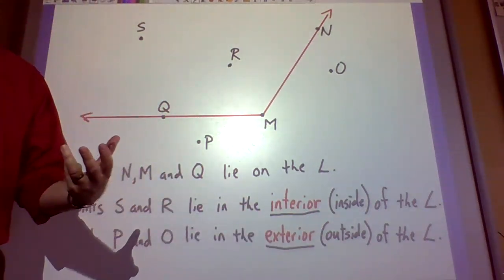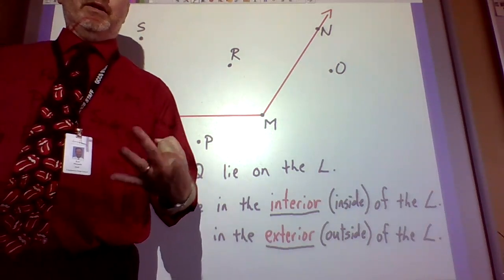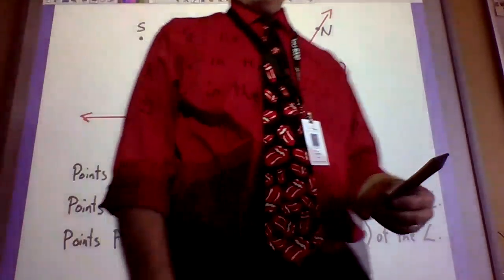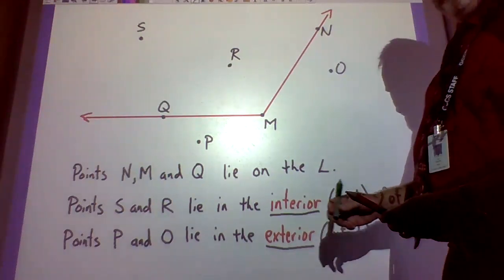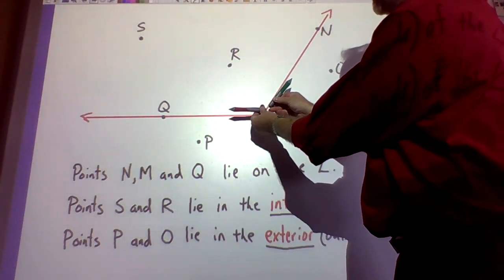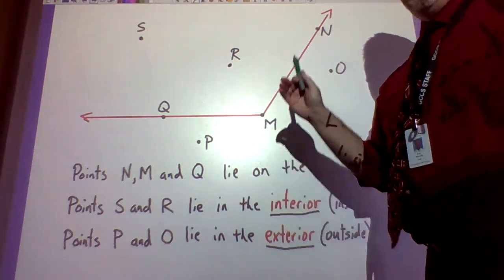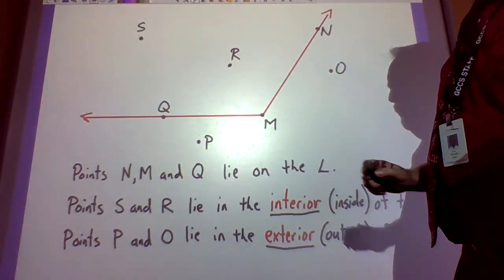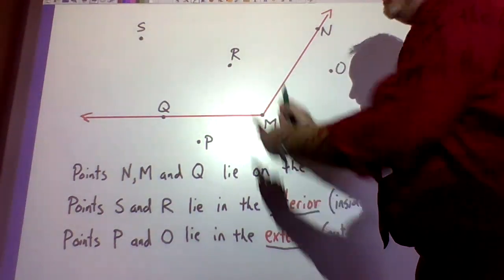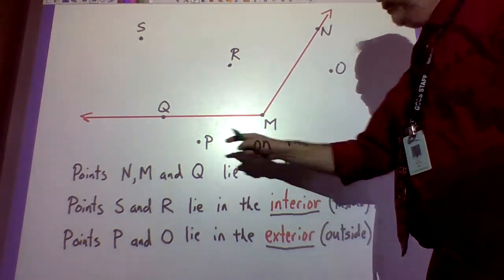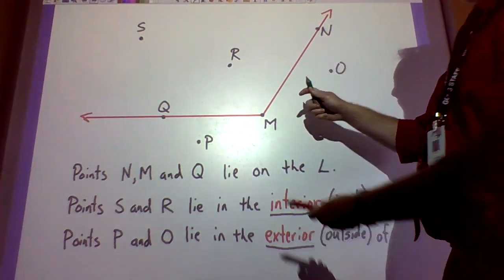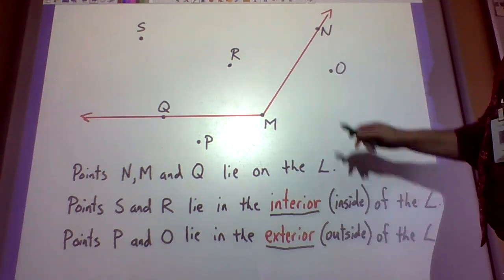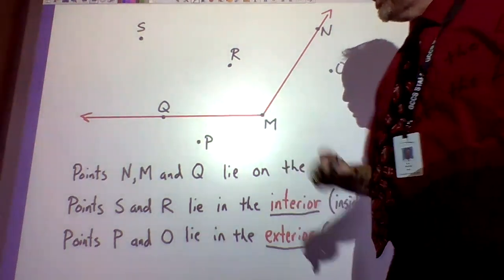And points can have three possible relationships with an angle. If you think of an angle as an alligator's mouth, which I know a lot of teachers in the lower grades use as an analogy, and it's not a bad analogy. If this is like an alligator's mouth, and the alligator closes his mouth, if you were inside, like points S and R are, you are in the interior. If you would get eaten when he closes his mouth, you're in the interior. If you wouldn't get eaten, like points P and O, they're on the outside, we would say they're in the exterior of the angle.